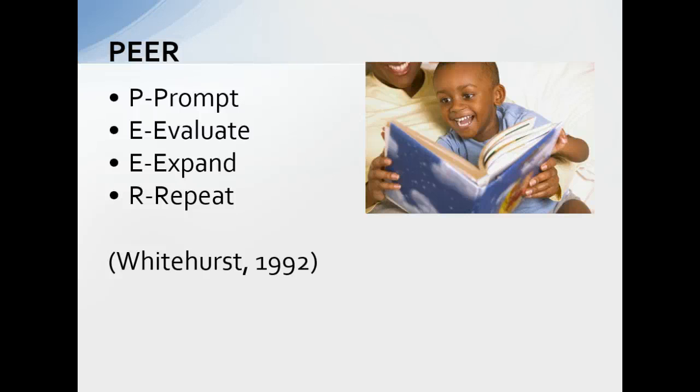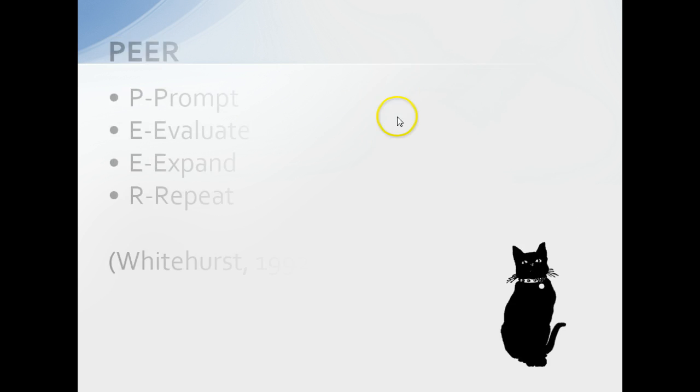So, the adult first prompts the child to say something about the book. Then they evaluate the child's response, and then they're going to expand the child's response by rephrasing and adding information to it. And lastly, the adult will repeat the prompt to make sure the child has learned from the expansion and their exchange between each other. So there's an example, so it's a little more clear for you to understand.